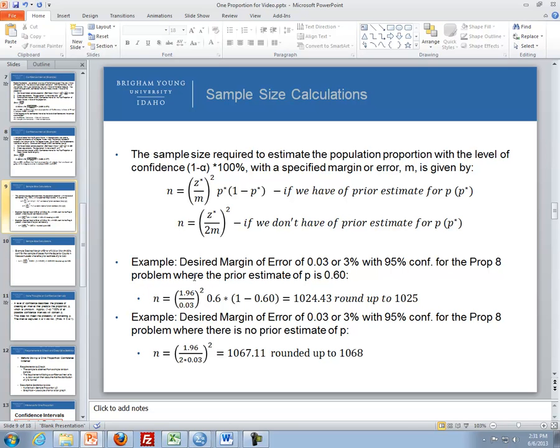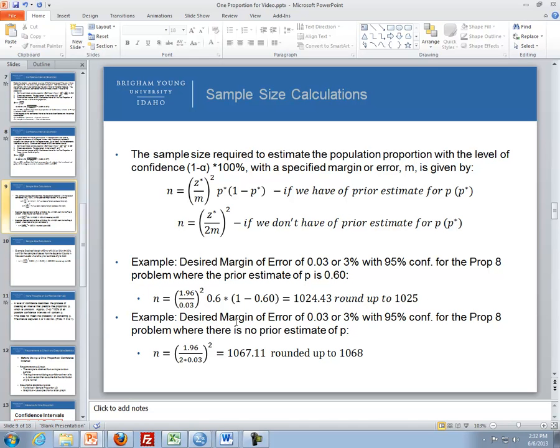the Proposition 8 problem, where the prior estimate of p is 0.60, what we would do is take our critical value, which is 1.96, divided by our specified margin of error, which is 0.03. We square this, times our prior estimate of p, which is 0.6, times 1 minus the prior estimate of p, and then we get a number of 1024.43. Regardless of what number we get, if it's 1024.2 or 1024.8, we always round up, and so we round up to get a number of 1025.